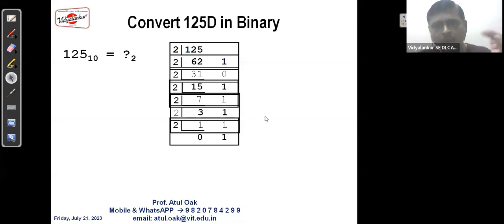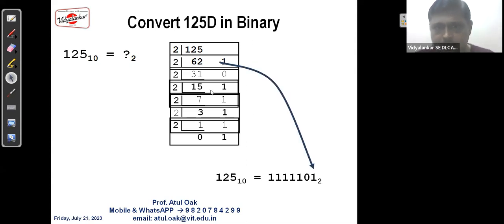And what you do, all these remainders, you have to collect from bottom to top like this. Observe it. See, 1, 1, 1, 1, 1, 0, 1, 1, 0, 1. This is your corresponding binary. So you have converted a decimal number to a binary number.